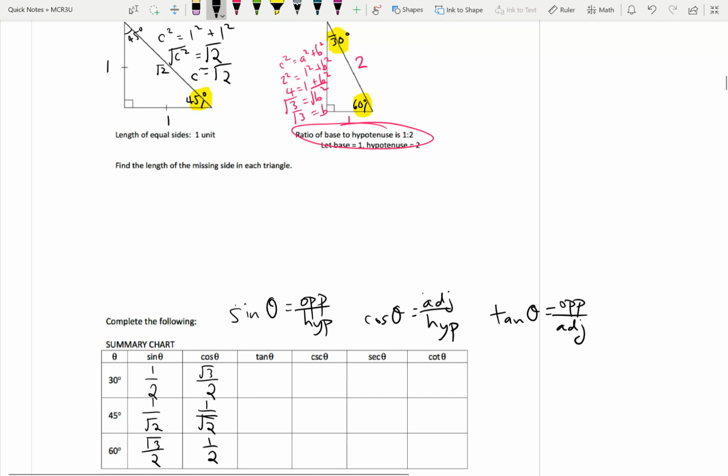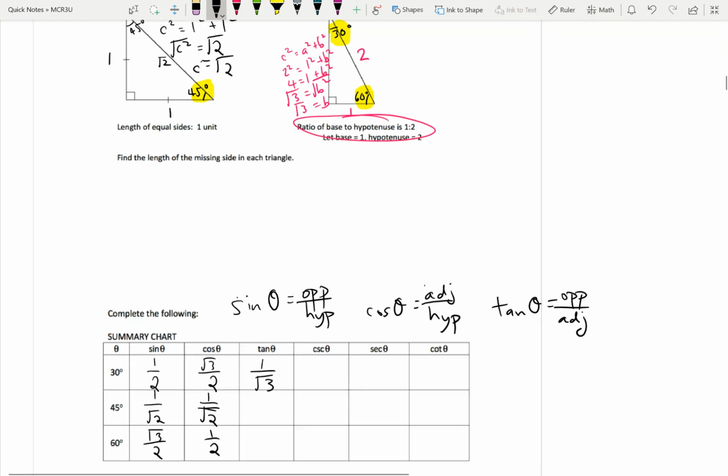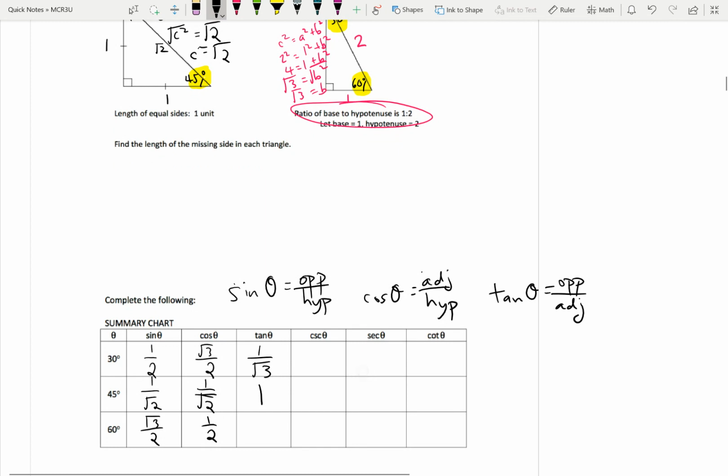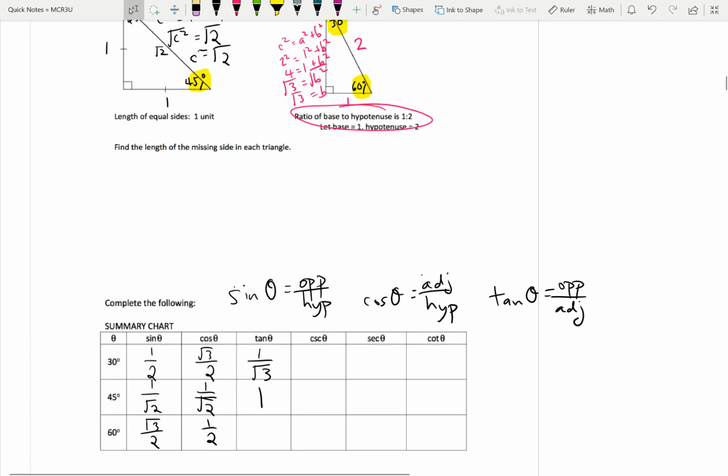Okay, and then tan 30: opposite, which is the 1, over adjacent, which is root 3. Tan of 45, well, opposite is 1, adjacent is 1, so 1 over 1 gives me 1. And tan of 60 degrees is opposite, which is root 3, adjacent is 1, so root 3 over 1 gives me just root 3.